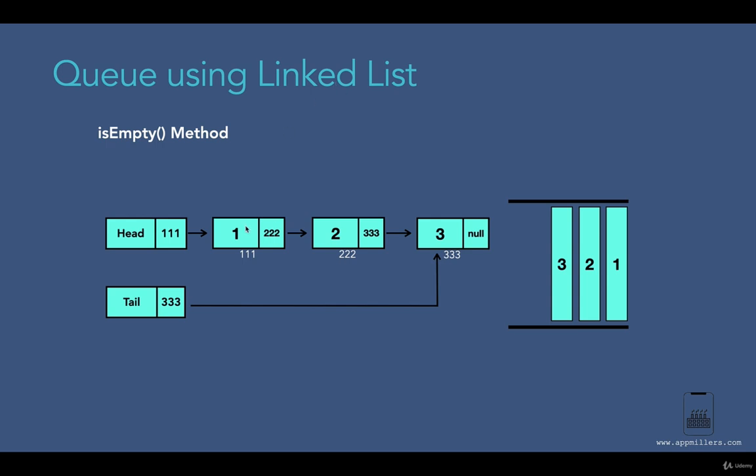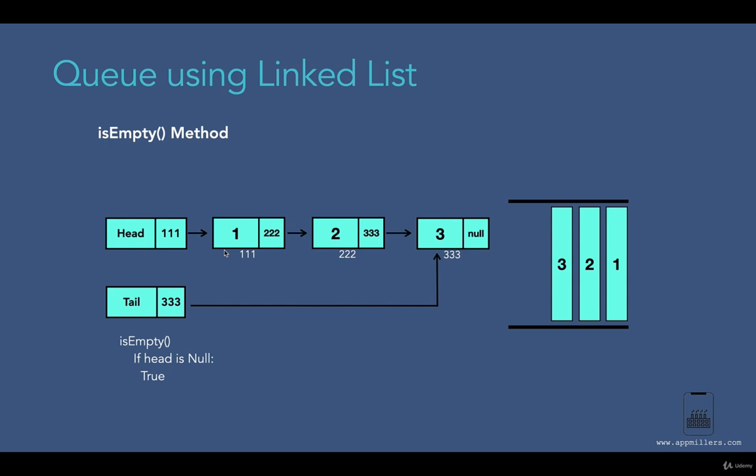The next method is the isEmpty method. Now whenever the linked list head points to null, it means that we don't have any element in our linked list, and this means that our queue is empty. So this isEmpty method works like this. If head is null, it's going to return true. Now in this case we have elements in our queue, so this means that this queue over here is not empty.